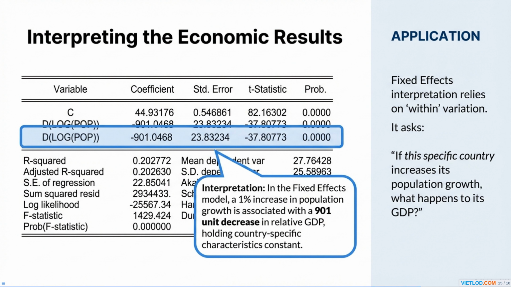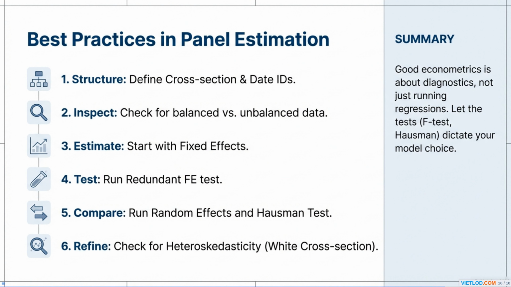The fixed effects interpretation relies on within variation. This means we are asking, if this specific country increases its population growth, what happens to its GDP? Looking at the results, the coefficient for D log pop is negative 901.0468. This means that in the fixed effects model, a 1% increase in population growth is associated with a 901 unit decrease in relative GDP, holding country-specific characteristics constant.